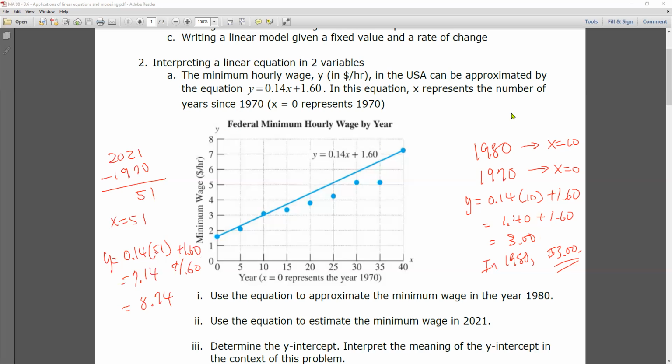And right now, I'm not quite sure what the federal minimum wage is. I think it's $7.25, maybe. I don't remember, so you might have to look it up. But according to this model, this is what we should have in 2021.